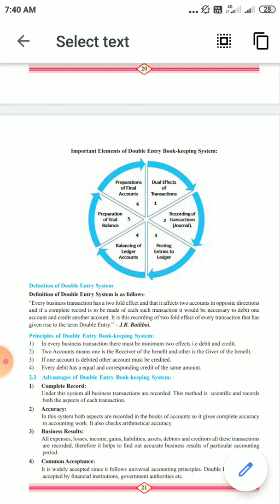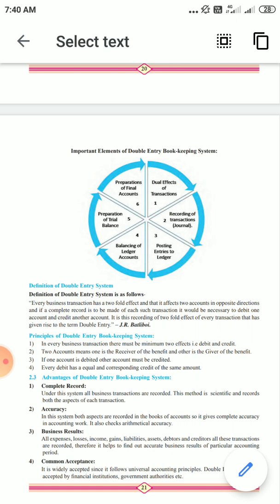Okay, so this is the cycle. फर्स्ट हम लोग क्या करते हैं, ड्यूअल इफेक्ट देते हैं. कोई भी ट्रांजेक्शन, जो भी ट्रांजेक्शन अकर करते हैं उसको हम लोग फर्स्ट will give the dual effect. Okay, that is double effect will give. Then whatever effect we are giving, that will be recorded in the journal. Okay, जर्नल में रिकॉर्ड किया जाएगा. और जो भी जर्नल में रिकॉर्ड किया जाएगा उसको हम लोग कहाँ पे पोस्ट करेंगे, we will post it to the ledger. उसके बाद it will go to the balancing of the ledger account.